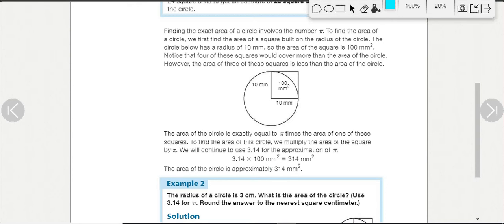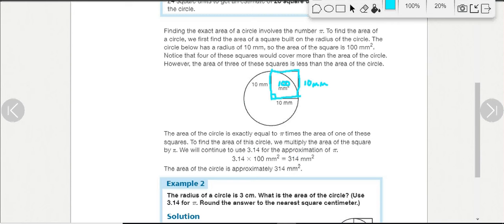To understand the formula I told you about for the area of a circle, what if we tried using the radius in 2 90-degree directions and then built a square off of it, like this? Well, if the radius is 10, the area of this square would be 10 times 10, or 100, right? 100 millimeters squared. Notice that 4 of these squares would cover more than the area of the circle.